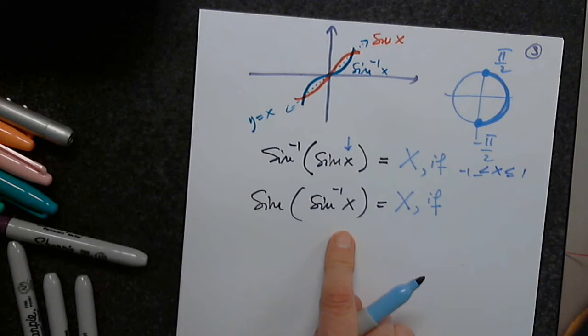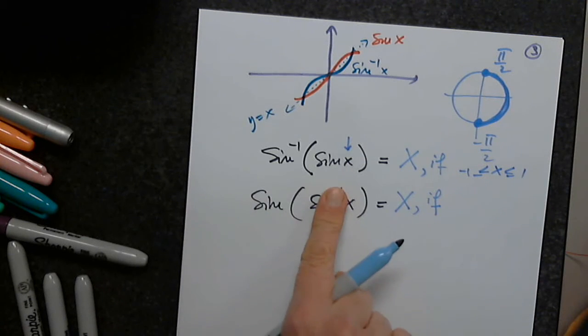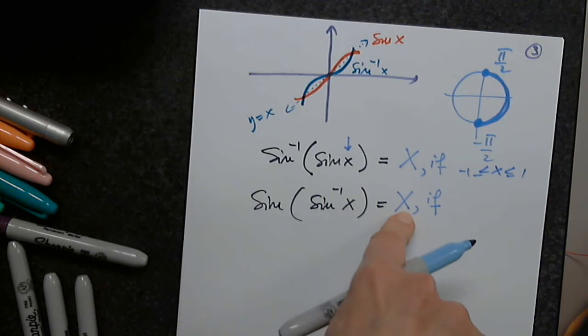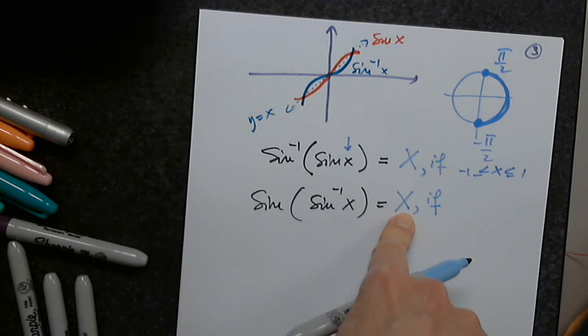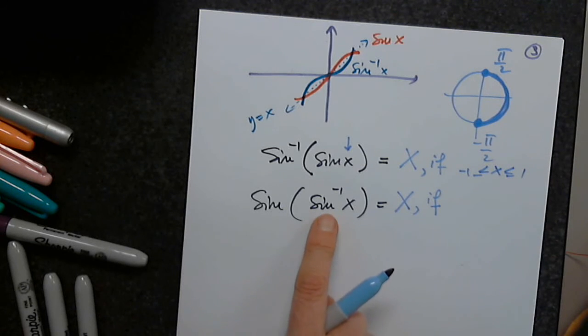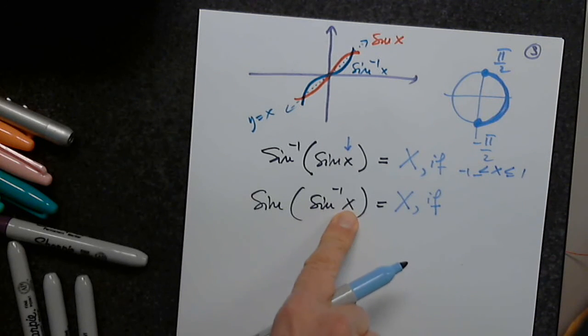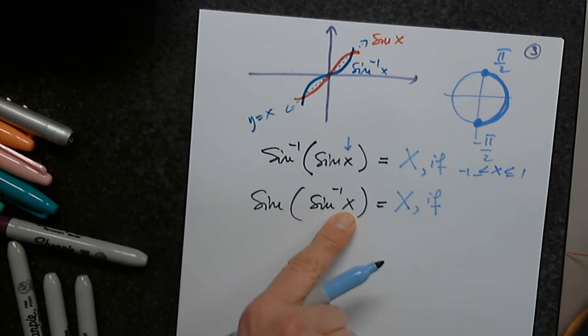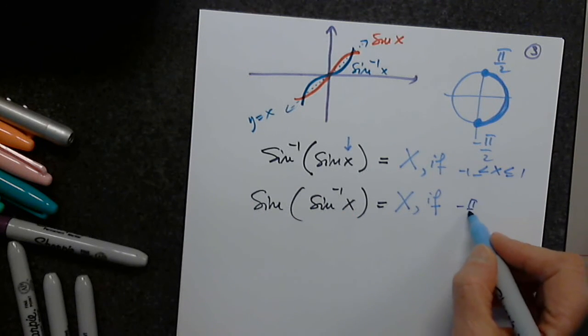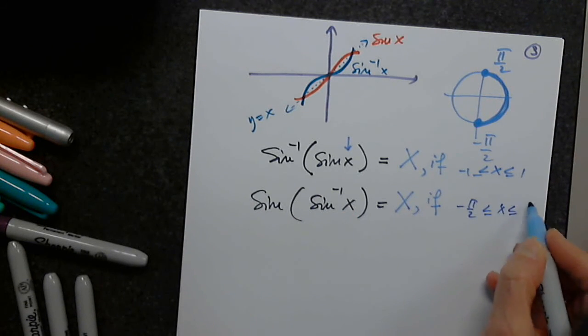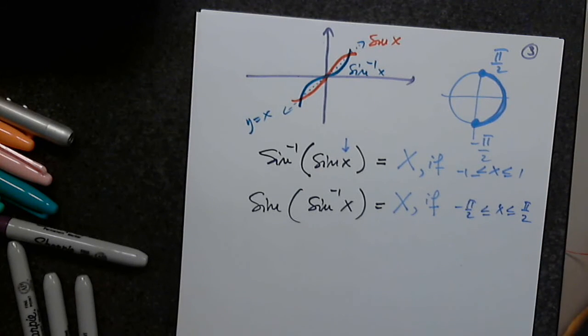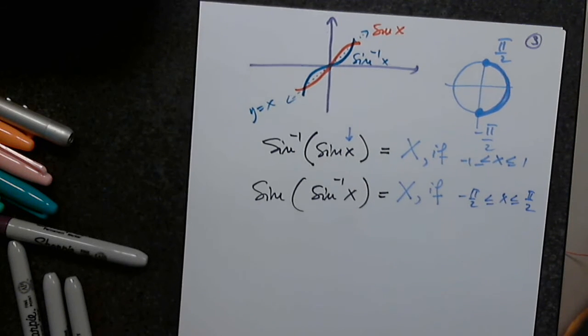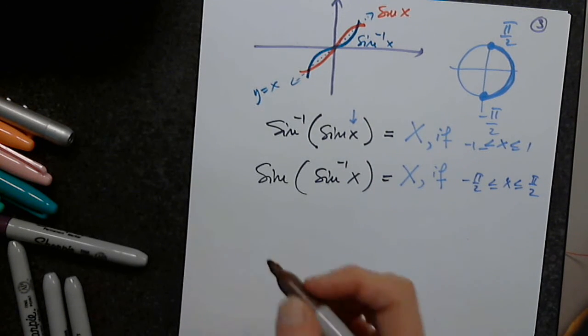What happens here? Now sine of this has to be, right, only if this x is between -π/2 and π/2. Let me give you examples because you don't have to memorize this. You'll see in a moment what happens. It's easier if I give you an example.